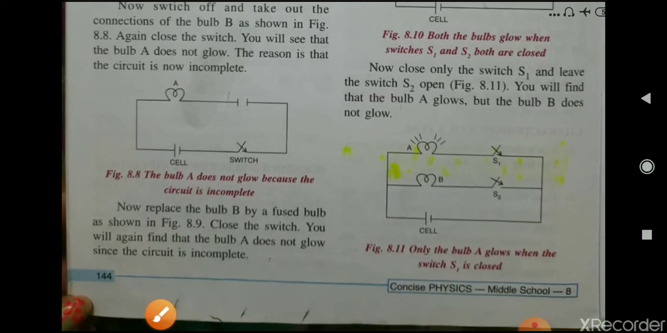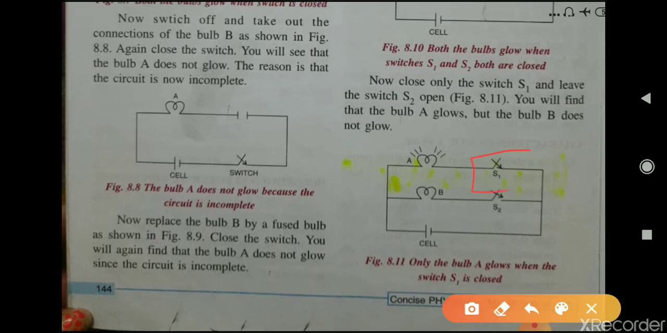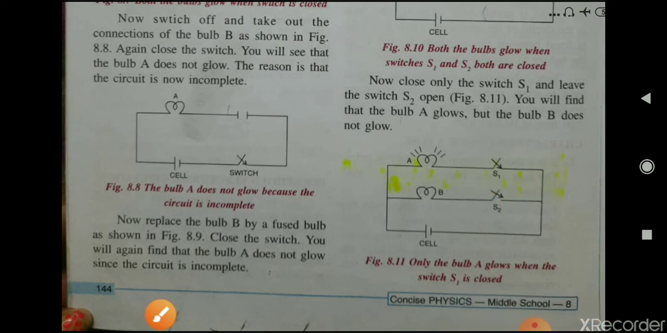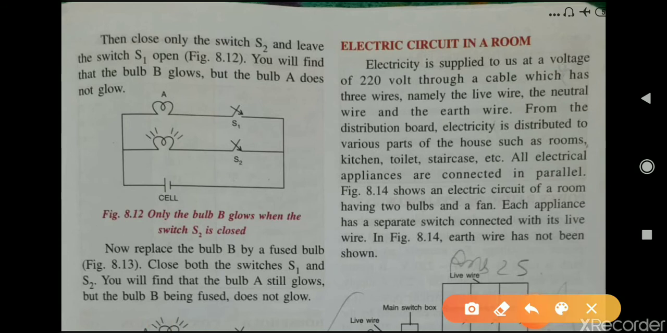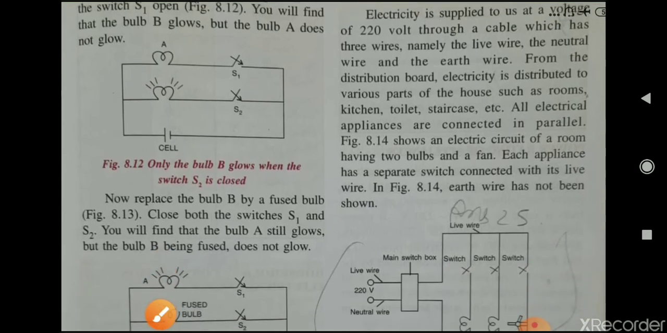It means when you switch on S1 and you open this switch S2, what will happen? This bulb A will glow because the switch is closed, and here, as you can see, the switch is not closed, that is, it is open. The connection is not complete here, therefore the bulb B does not glow. Now in this figure you can see S1 is open and S2 is closed. Now you will notice that this bulb B will glow and this bulb will not glow. This bulb does not glow and bulb B glows.